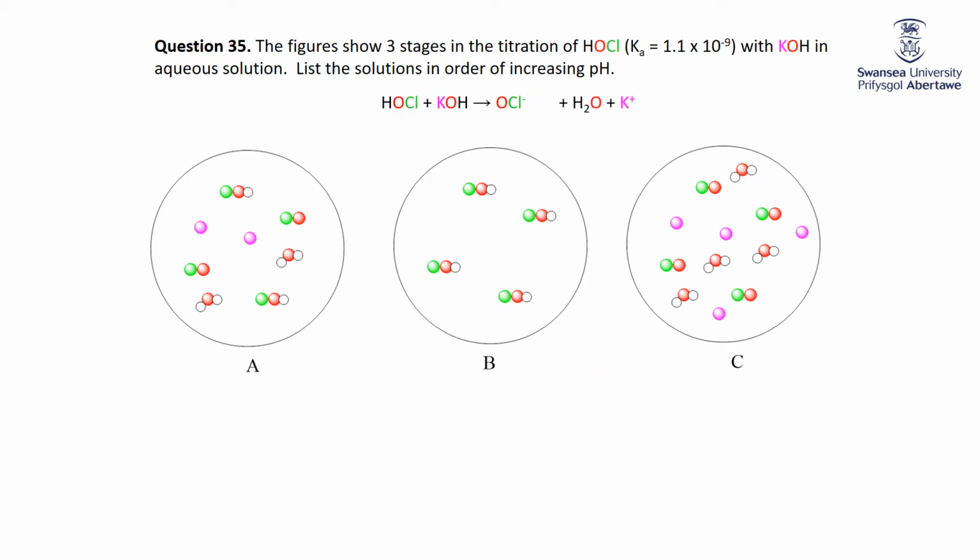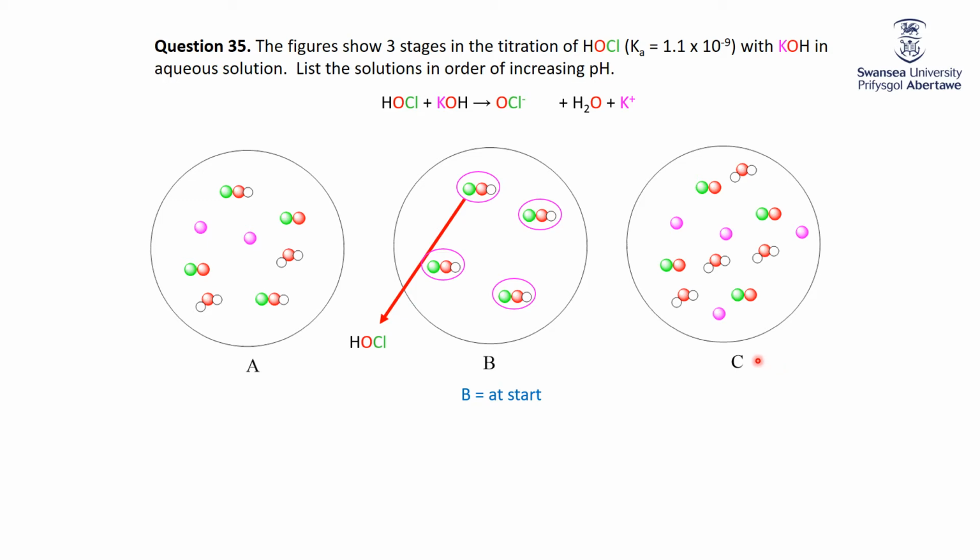So in other words, B must be at the start. Okay, now then we start adding in some of the KOH, and as we do that, the HOCl gets turned into OCl minus. So here's an OCl minus, for example, and a water, so there's water, and there's K plus, so there's a K plus. Okay, so what we see in this one here is we've still got some HOCl, but we've also got some OCl minus, we've got some water and potassium.